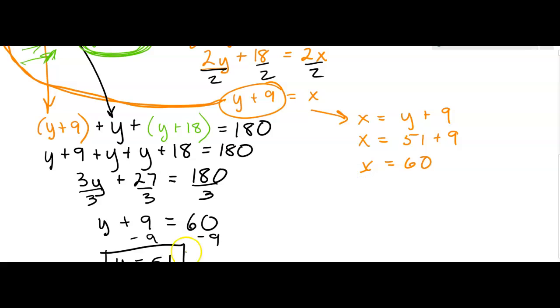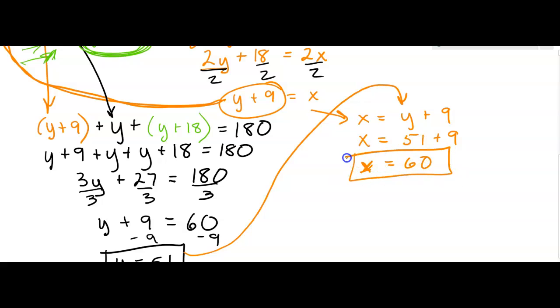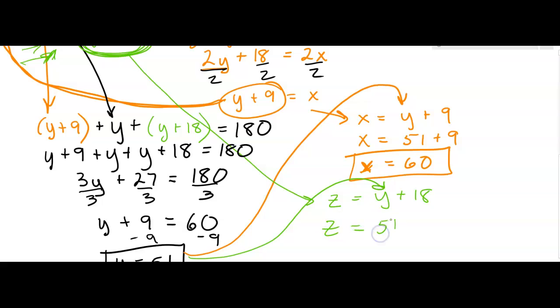So you're using that idea of substituting. You're taking that y value that you just figured out and putting it in, and you get x equals 60. So we know the first angle is 60 and the second angle is 51. What about the third angle? Great news. We've got an equation that tells us, it's that green equation. I'll just copy it down again. The green equation said z equals y plus 18. But again, we know what y is. I forgot what it was, 51. So I add those together and I get z equals 69.